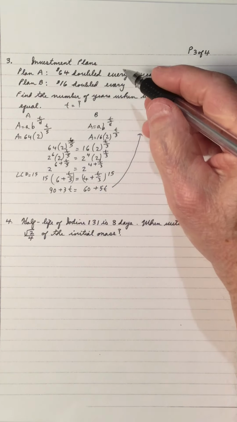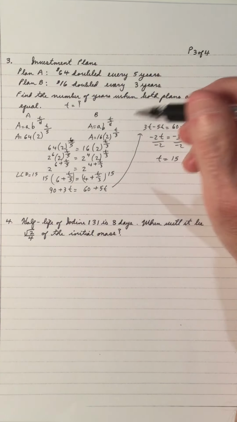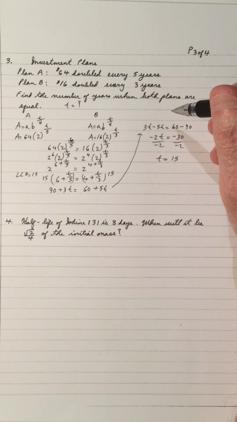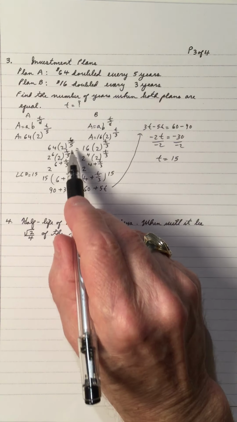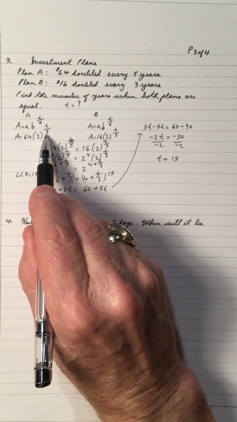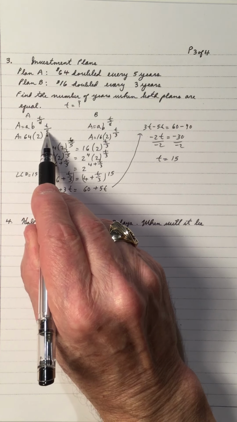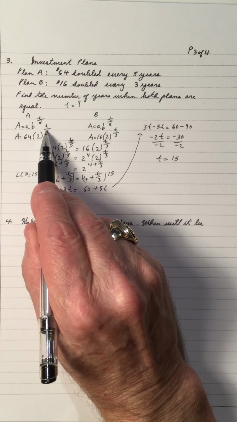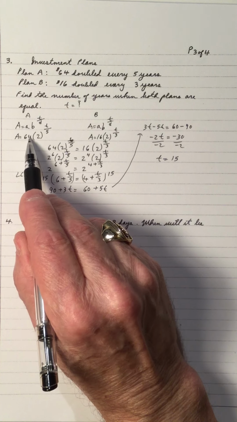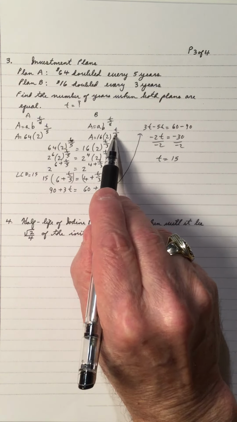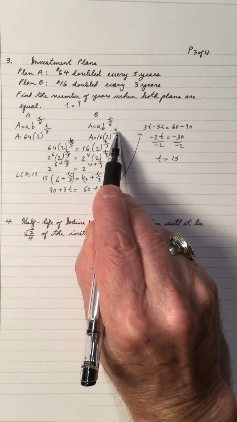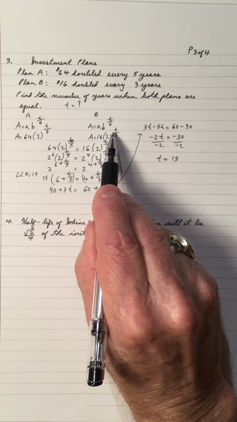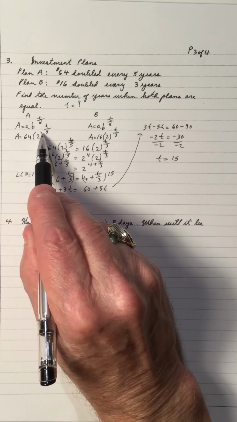So in 15 years, both of these plans will have the same amount of money. And I could have asked you, when will it be the same? And if I put t back into either one of these two equations, I could get the amount of money. So if I put 15 here, I get 15 divided by 5 is 3, 2 to the 3 is 8, and 8 times 64. And if I put 15 here, 15 divided by 3 is 5, 2 to the 5 gives you 32. 16 times 32 is the same as 64 times 8.